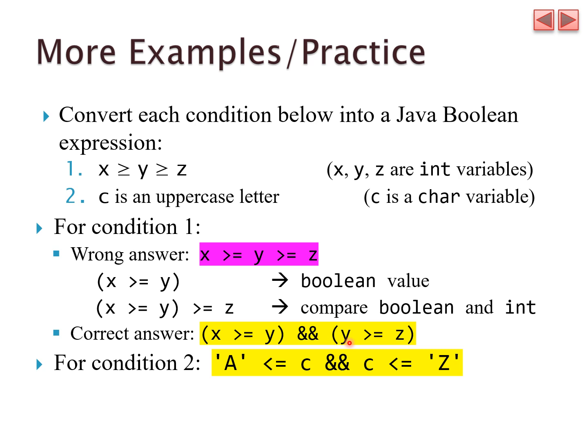The correct answer is to use the logical AND operator, with the first operand being the comparison that x is larger than or equal to y, and the second operand being y is larger than or equal to z. For condition 2, to express that c is an uppercase letter, we just need to make sure that c is between the character capital A and character capital Z. So here we just need to use a logical AND to compare c with capital A and to compare c with capital Z.